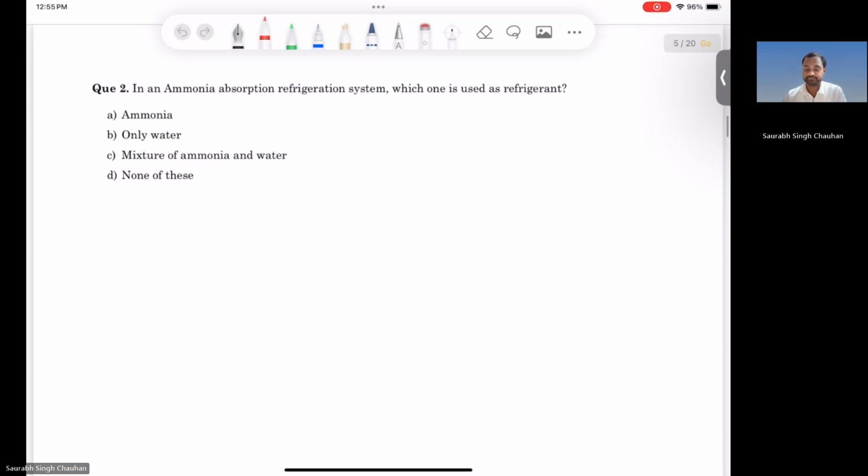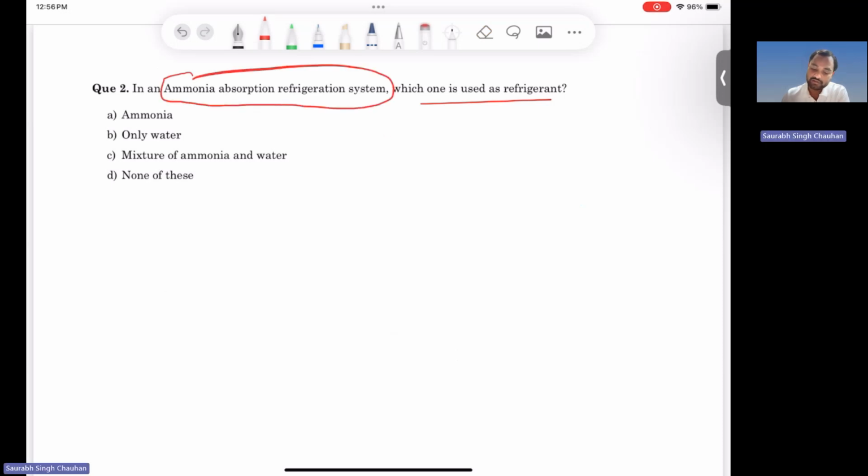Question number 2. In an ammonia absorption refrigeration system, which one is used as refrigerant? First of all, what do you do in an absorption refrigeration system? In an absorption refrigeration system, you remove the pump, and instead of the pump, you put a complicated system which does exactly the same thing which the pump was doing.